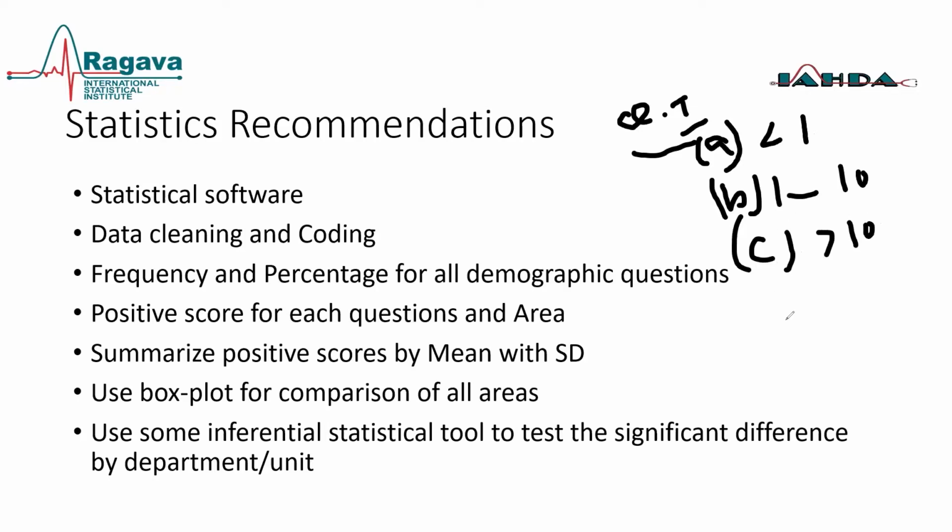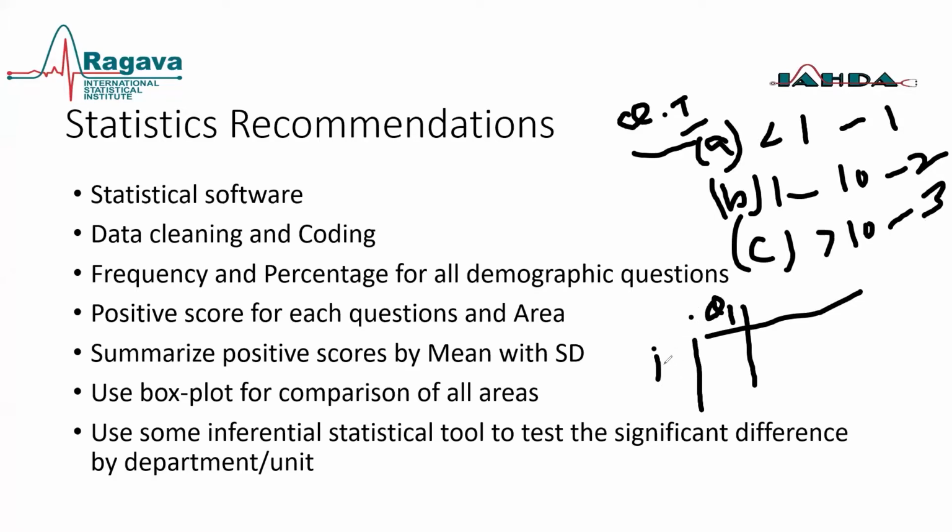But for data entry, especially in SPSS, we need to assign a code for each response. For example, we can assign 1 for option A, number 2 for option B, number 3 for option C. So in the spreadsheet, we enter the first column question number 1, and this is employee 1. What is her response regarding this question? Suppose we choose option A, we need to enter only 1.